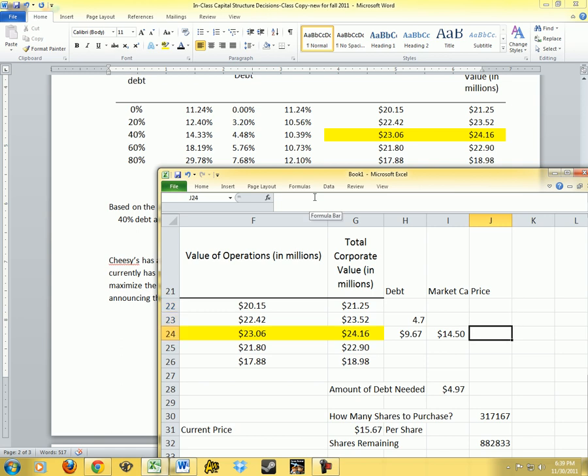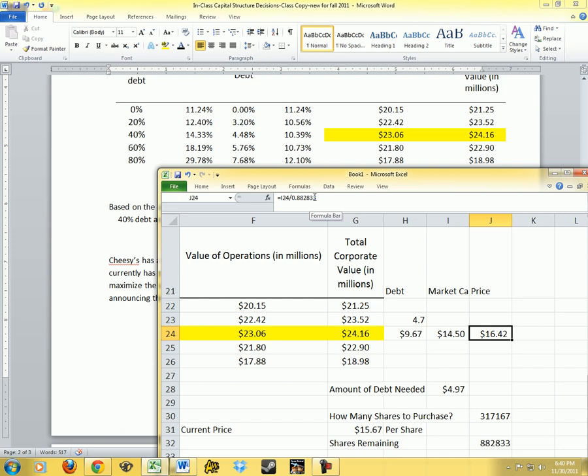So our stock price is going to be equal to 14.5 million divided by the number of shares outstanding. If I convert this to millions, that's 882,833. So to convert that to millions, I'm going to put 0.882833. So our new price per share is going to be $16.42.